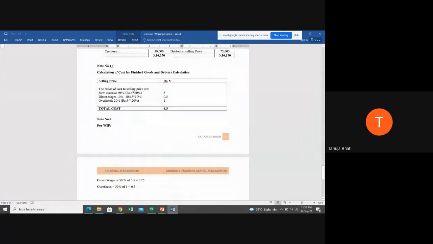See here, students. Calculation of cost of finished goods and debtors. We know that finished goods and debtors are always shown at cost. Here cost is not given; the ratio of cost to selling price is given. So the selling price is rupees 5. Raw material is 60% of the selling price, so 60% into 5 we got 3. Then direct wages is 10% of the selling price, that is 5 into 10%, that is 0.5. And overheads is 20% of selling price, which is 5 into 20%, that is 1. So your total cost comes up to 4.5 and your selling price is 5.